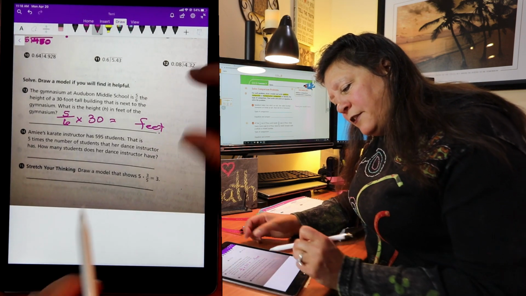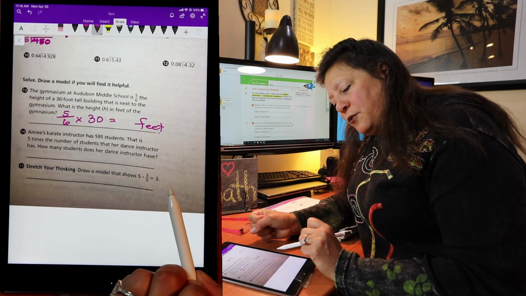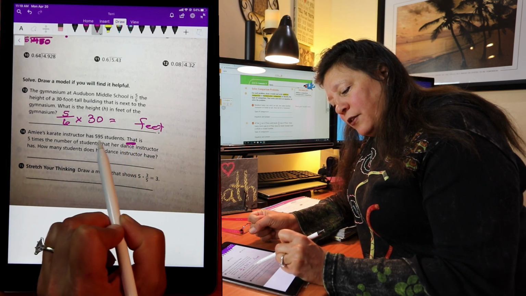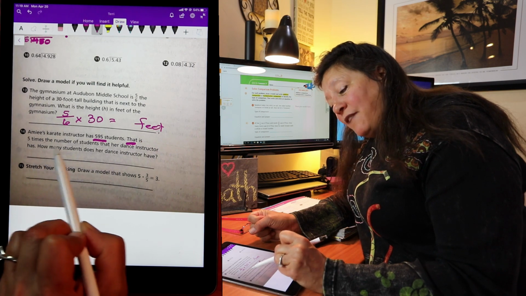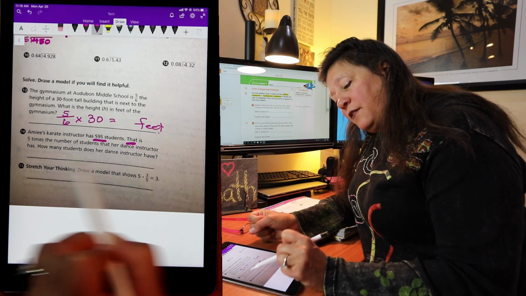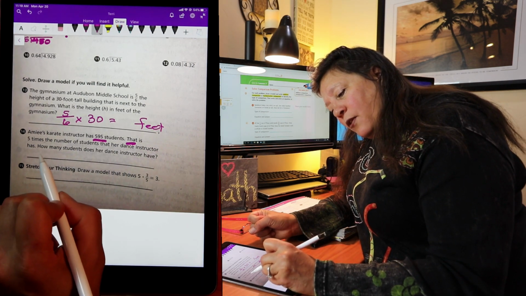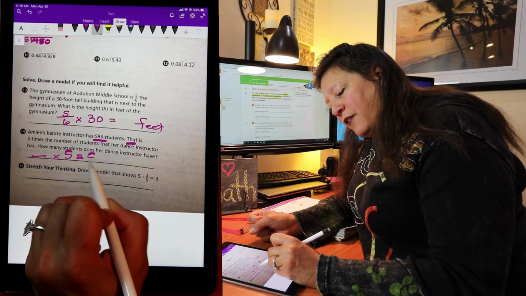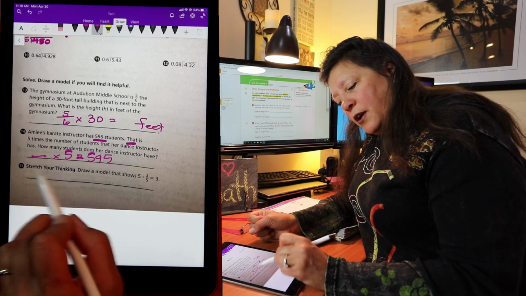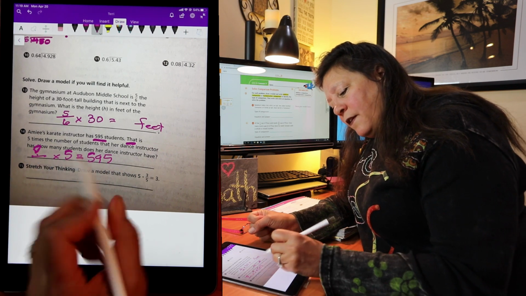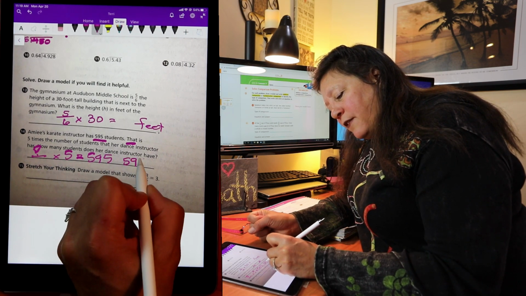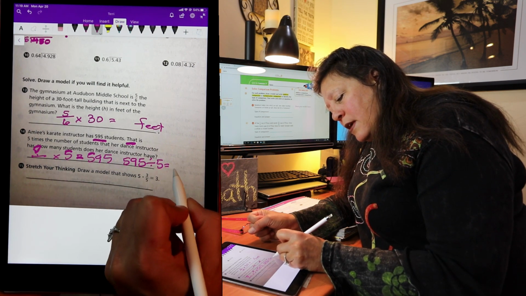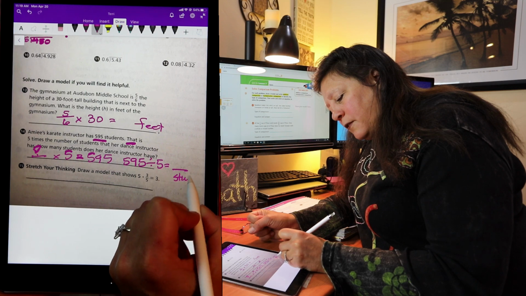14. Amy's karate instructor has 595 students. That is referring to this 595. 5 times the number of students that her dance instructor has. So we know there's an unknown number times 5 that gives you the 595. How are we going to solve for that unknown factor? You're going to take your 595 divided by 5, and that's going to show you how many students.